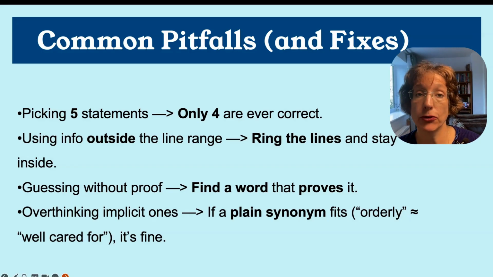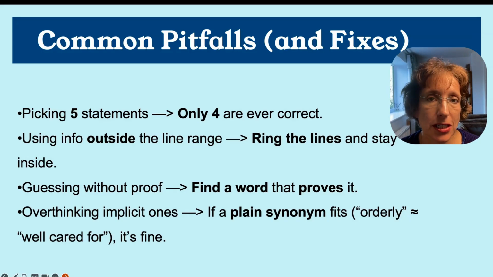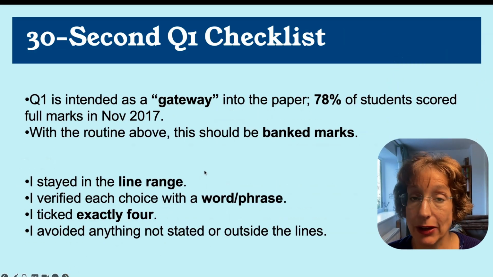Okay, common pitfalls and how to fix them. Just pick 4 statements. Some people pick 5, and obviously that means that you can't get full marks if you pick 5. Some students go outside the line range, so just circle or mark the lines that you're actually meant to look at. Don't guess without proof. Find a word that proves it, and don't overthink it. If a plain synonym fits, for example, orderly, that means it's sort of well cared for, doesn't it? And that's fine. So those are some top tips, but hopefully you will get full marks for this.